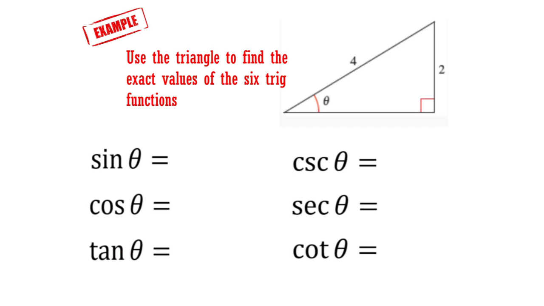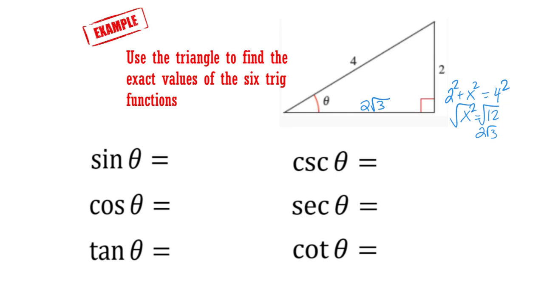So the first thing I'm going to do is use the Pythagorean theorem to find that third side. It looks like we're going to have 2 squared plus x squared, that's the other leg, equals 4 squared. So that's 16 minus 4, that's 12, square root of 12, which breaks down to 2 root 3. So that's what this adjacent side is, 2 root 3.